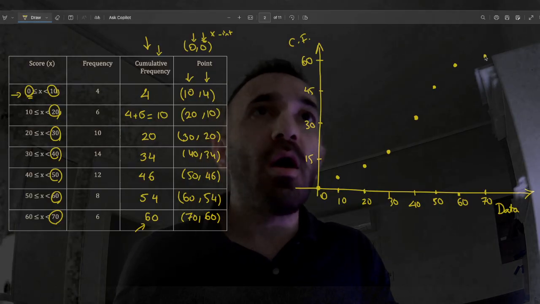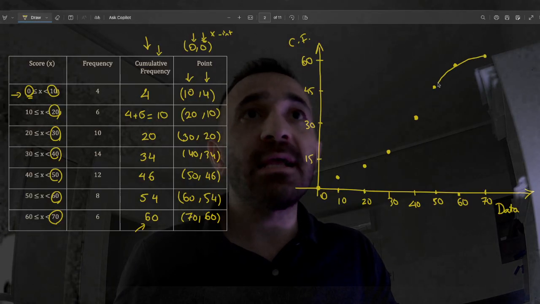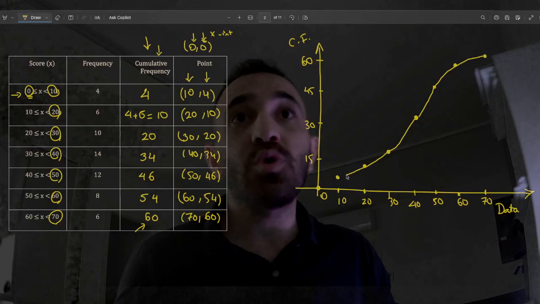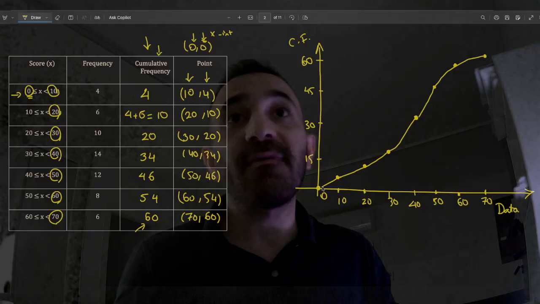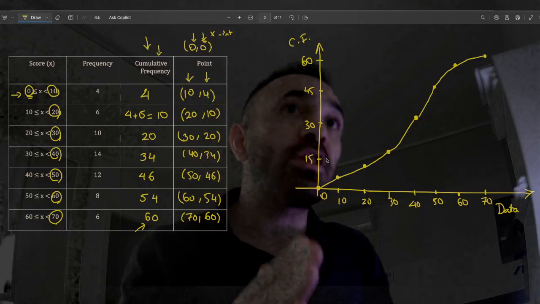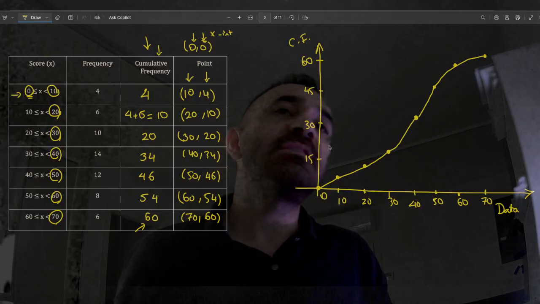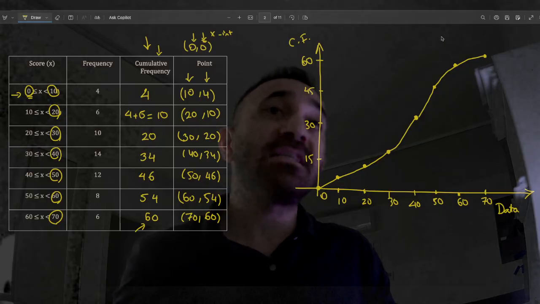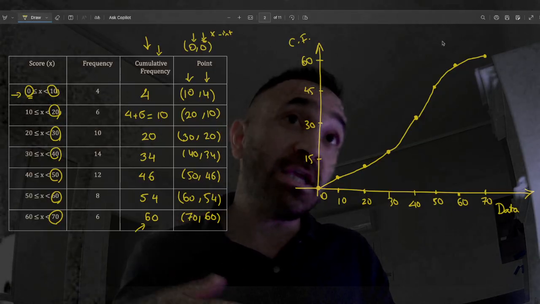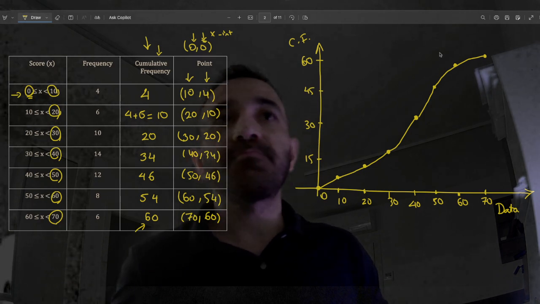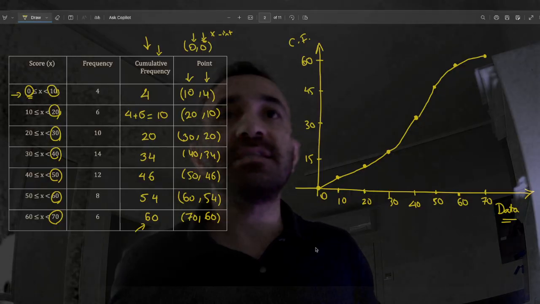Now all I have to do is to connect these points to each other. It's not a must to make it like a curve. You can also graph a straight line, but it's better to keep it like a curve. So this is the cumulative frequency curve, and as you can see, it's always increasing. It's going up. So that's it. We have the cumulative frequency curve.